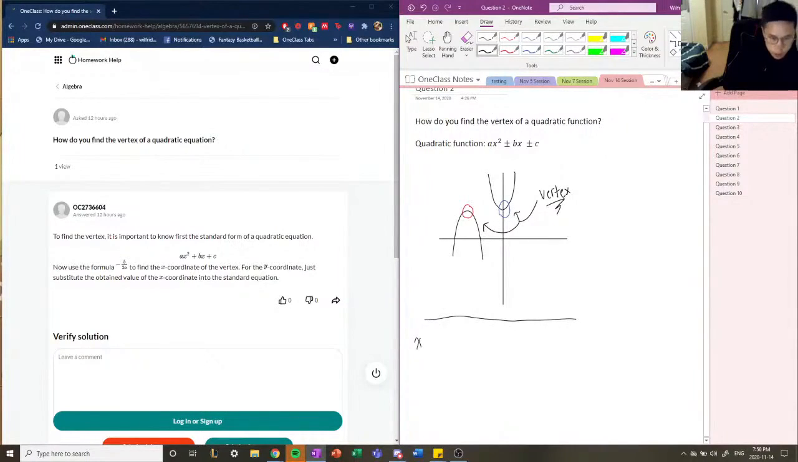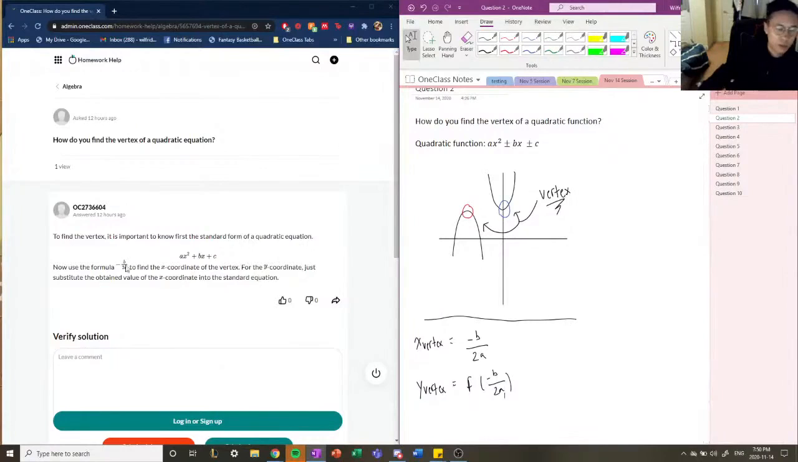So the x-coordinate of your vertex is given by the equation negative b over 2a. So it's going to be the coefficient b divided by 2 times the coefficient a, and you make it negative. And all you really need to do to find your y-coordinate for your vertex is to sub this x-coordinate back into your function. So that is how you find the vertex. Either you can do it visually by graphing it out and looking at the graph, or you can use this equation. Either way works.